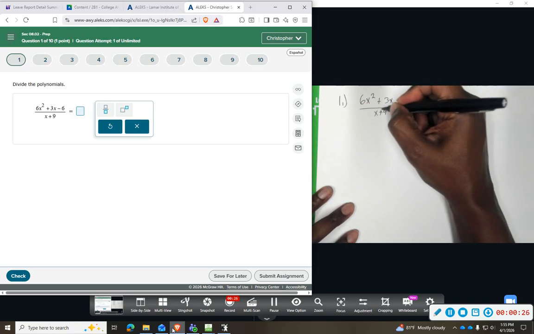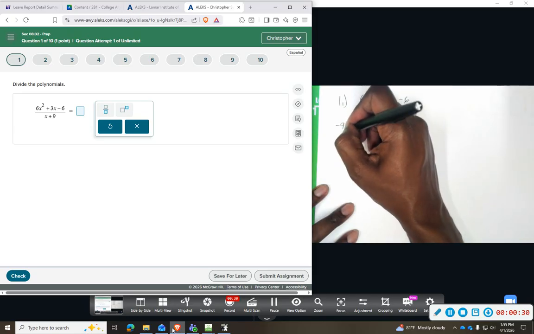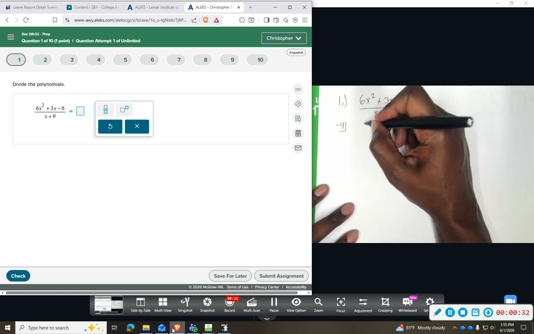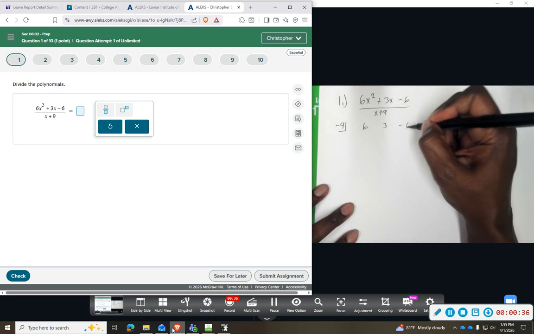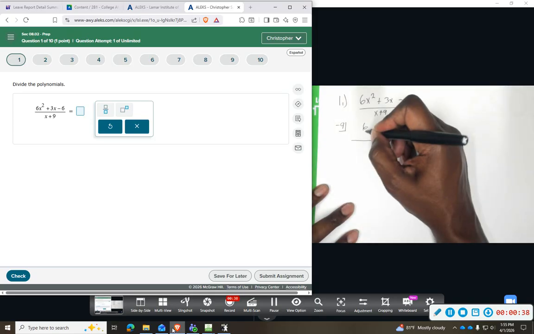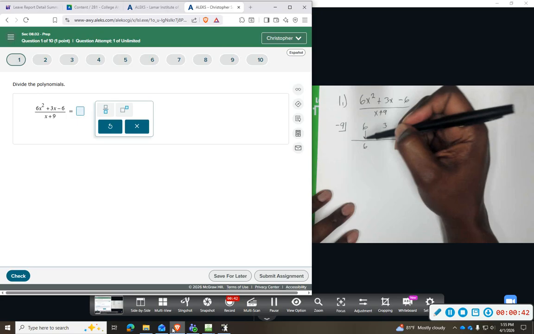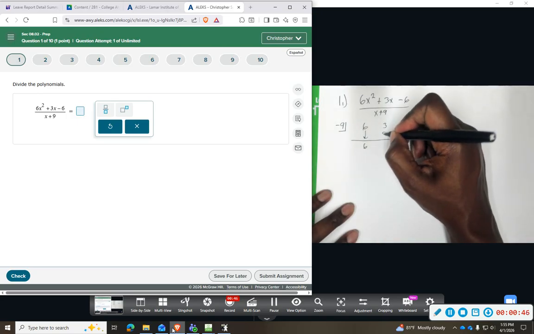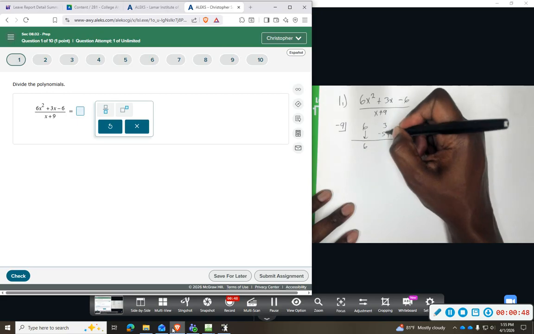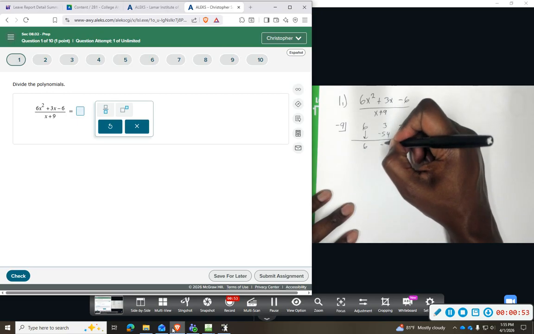Okay, so if we set the denominator equal to 0, we get a negative 9. That's going to be our box number. And then our coefficients will be 6, 3, and negative 6. We're going to bring the first number straight down. And then negative 9 times 6 is going to give us negative 54. We subtract, and that gives us negative 51.